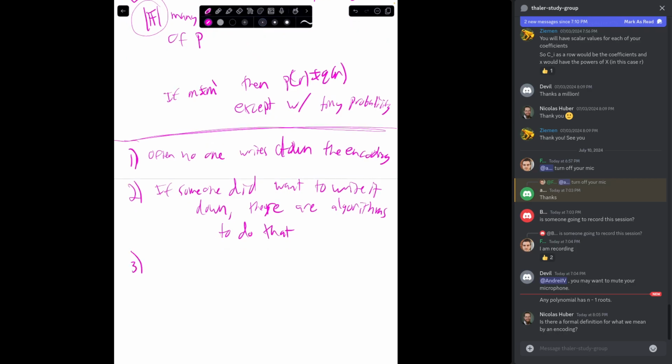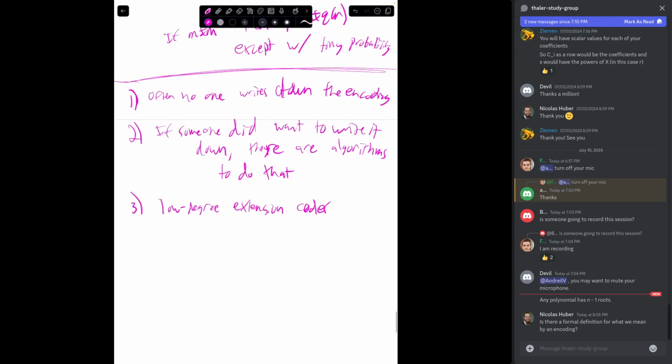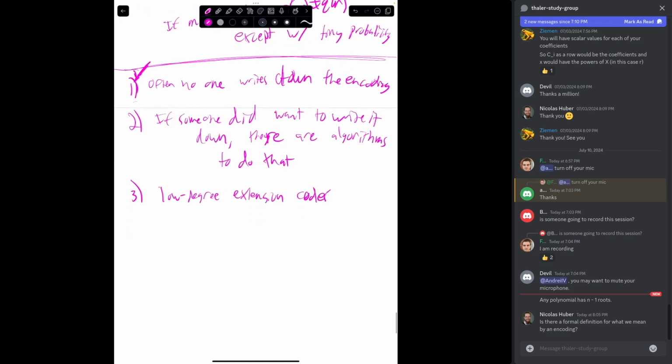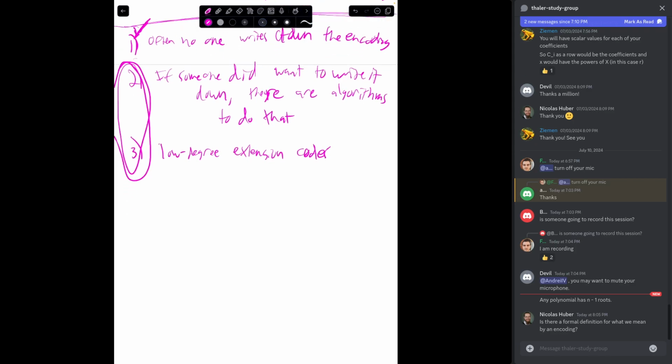The last thing I wanted to do was briefly talk about low degree extension codes. I am at the very limit of my time here, so let me get through this quickly. We already talked about this: often no one writes down the encoding. I'll talk about these two points as related, so let me discuss them together.